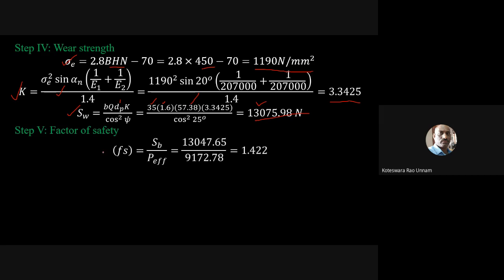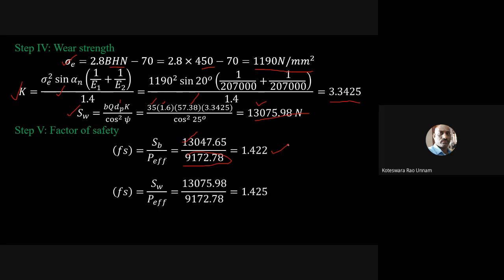So factor of safety against bending failure is SB divided by P effective. SB is 13,047.65 divided by the effective force, which is 9172.78. So you get it as 1.422. So the factor of safety against bending failure is 1.42.